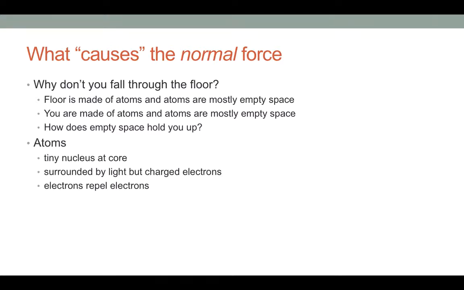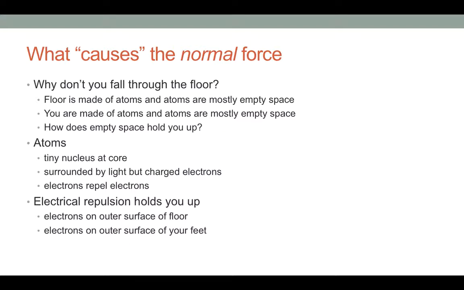Well, atoms consist of basically a tiny nucleus, which is where most of the mass is, and that's at the core or the center of the atom, but surrounded by electrons, which are light, but they have just as much charge as the nucleus has. It's just that this charge happens to be negative. So what we really have is electrons on the outer part of the atoms repelling each other. So what we have, electrons in the outer surface of the floor, which are negatively charged, and we have electrons on the outer surface of your feet, and those two will repel each other. Or it is really an electrical force that is holding you up, and it's the reason you don't fall through the floor.